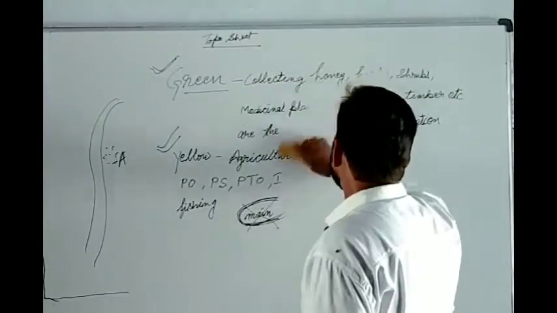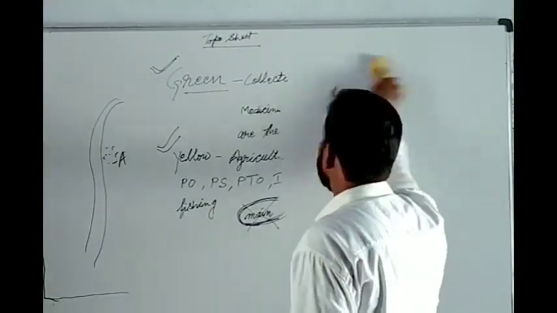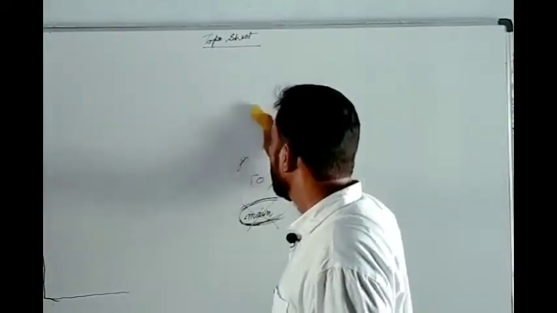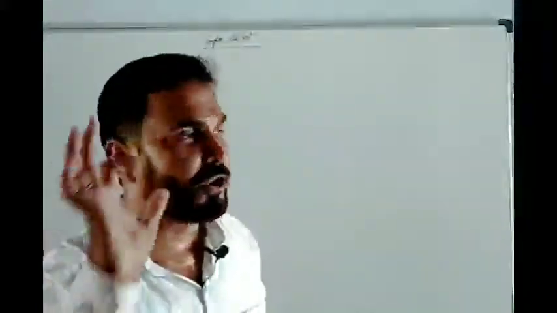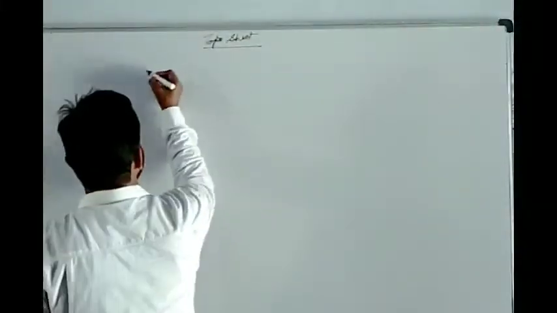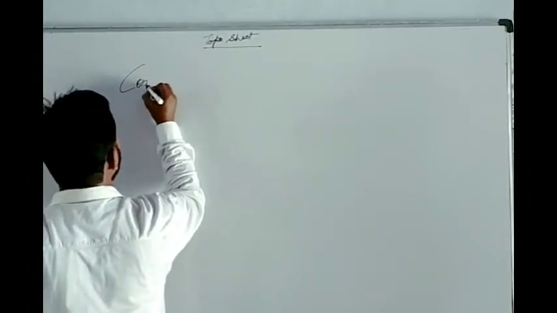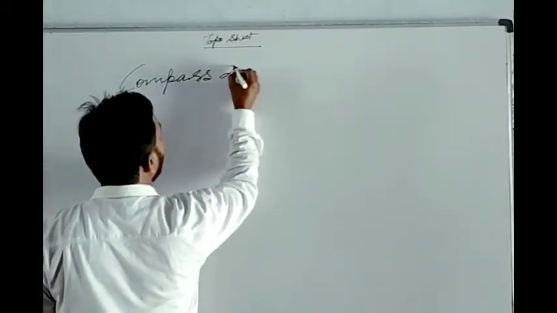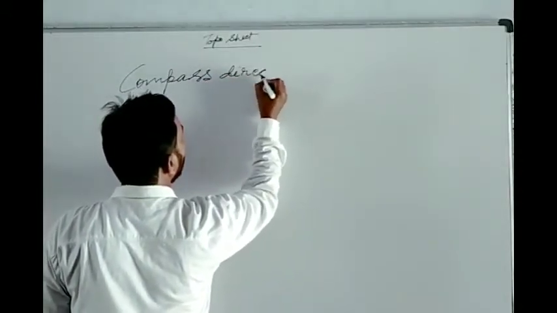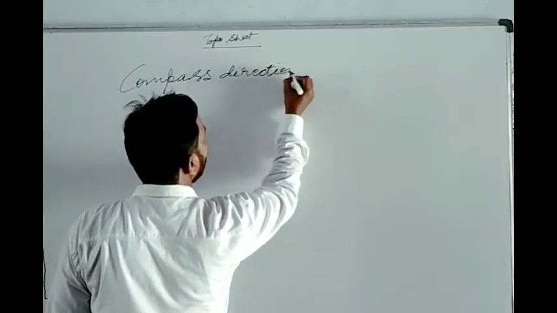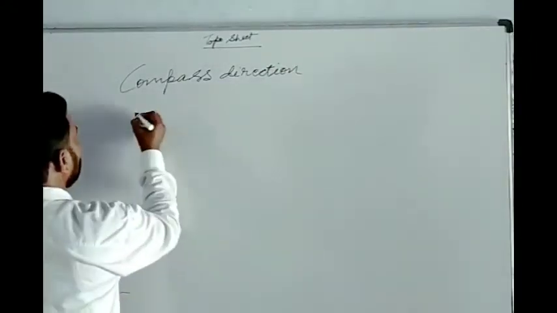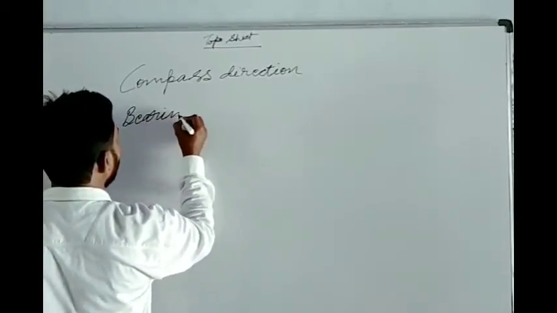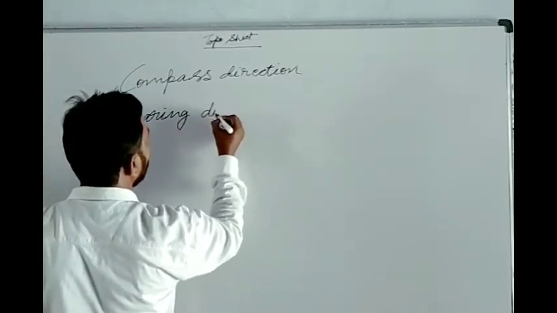Now, after this, another thing comes about direction. Direction. There are two kinds of direction. One is compass direction, and another one is bearing direction.